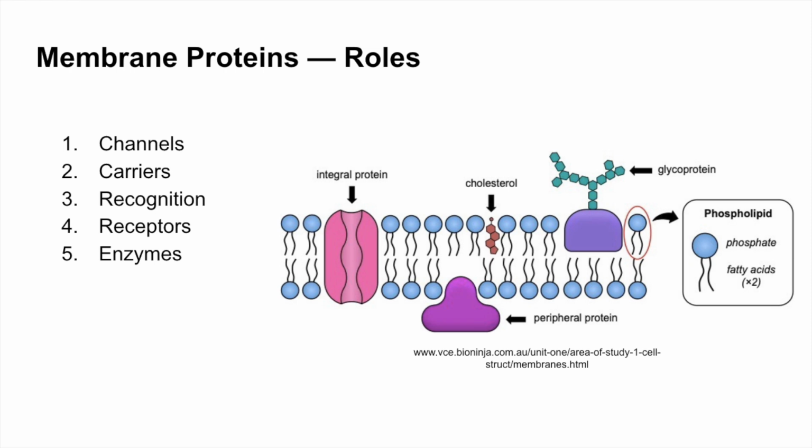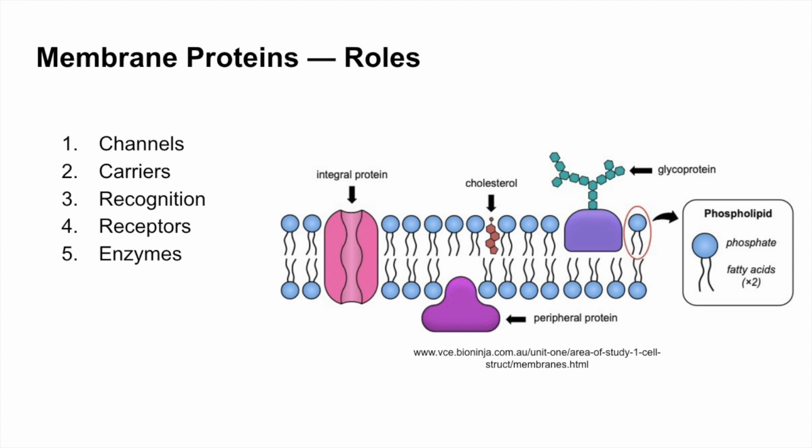They can also be used for recognition by helping the cell differentiate between self and non-self cells, which is important in triggering an immune response. They can be receptors. These usually span the whole membrane to relay information from inside or outside of the cell. And lastly, they can be enzymes, which enhance the rate of reactions that happen at the membrane level.